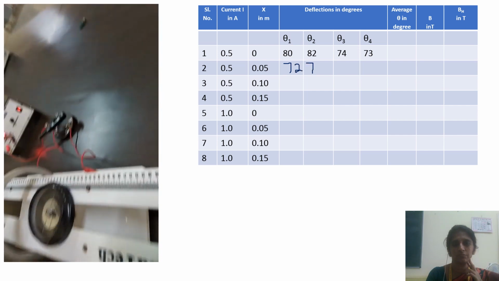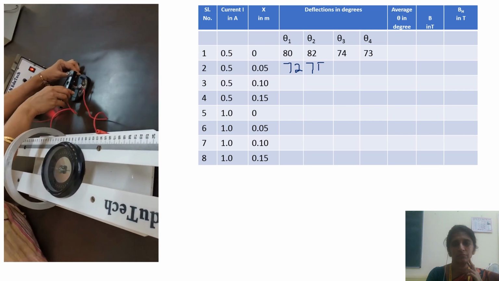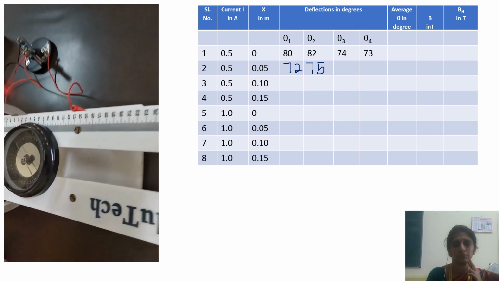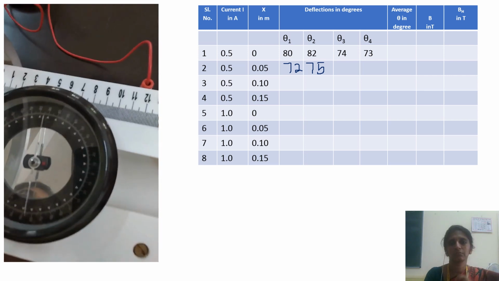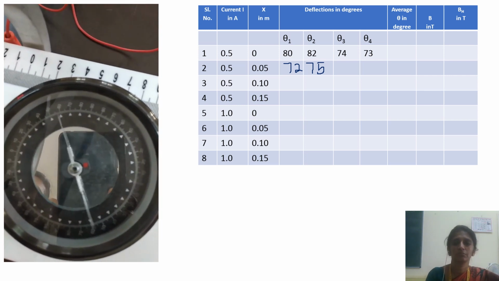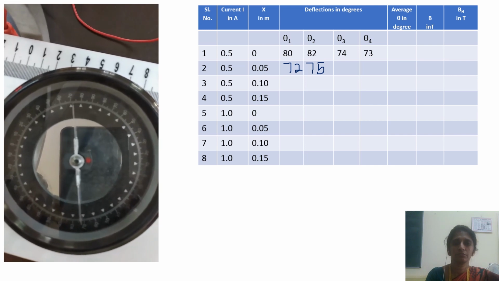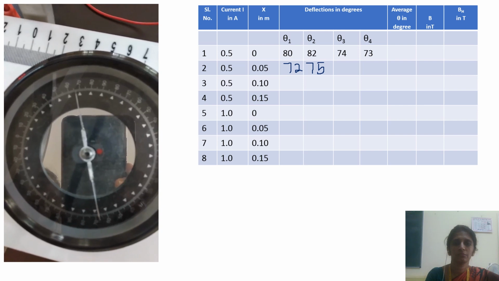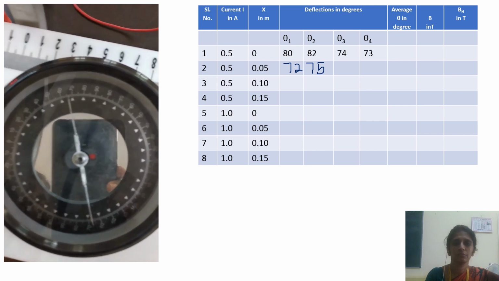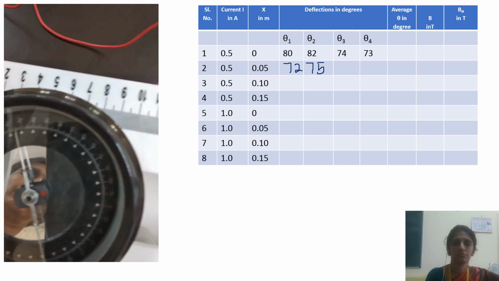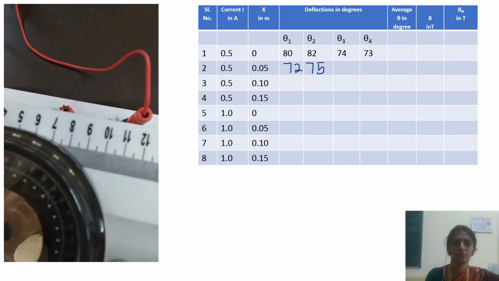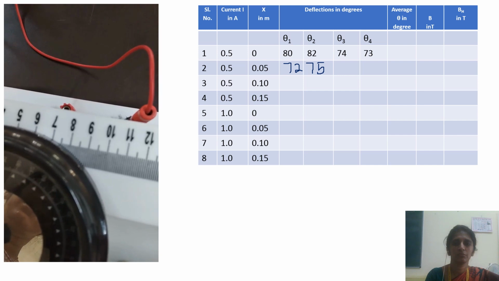Next let us reverse the direction of the current and note down theta 3 and theta 4, which come out to be 72 and 75.